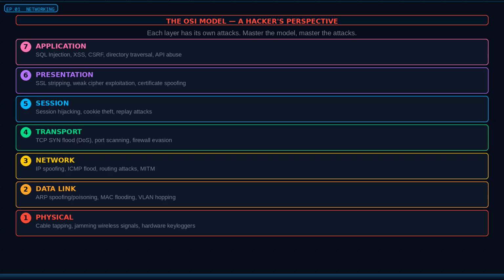At layer 3, network, you find IP spoofing, ICMP floods, and routing attacks. At Layer 2, Data Link, you find ARP spoofing and MAC flooding. We will cover ARP spoofing in detail in this episode. At Layer 1, Physical, you find cable tapping, wireless signal jamming, and hardware keyloggers. When you approach a target, you are thinking about all 7 layers simultaneously. Where is the weak point? Which layer has the misconfiguration? This mental model makes you a better hacker.